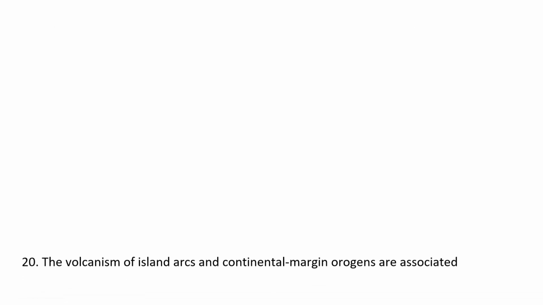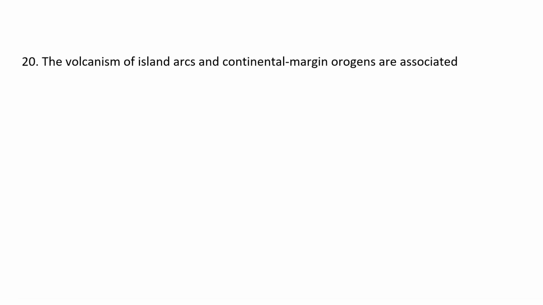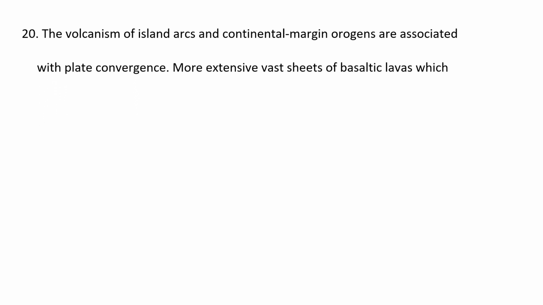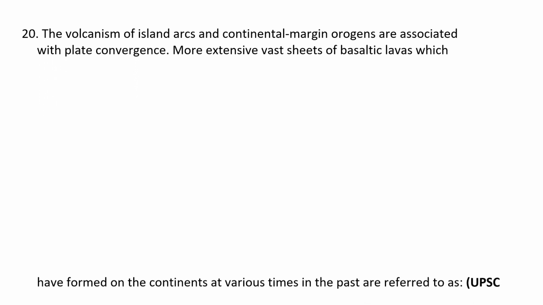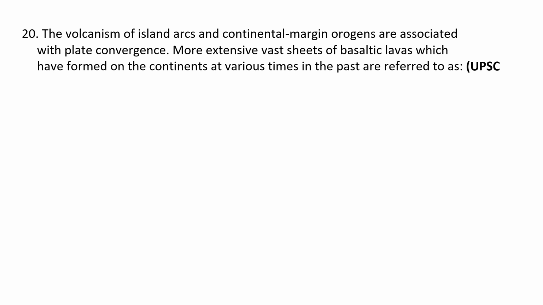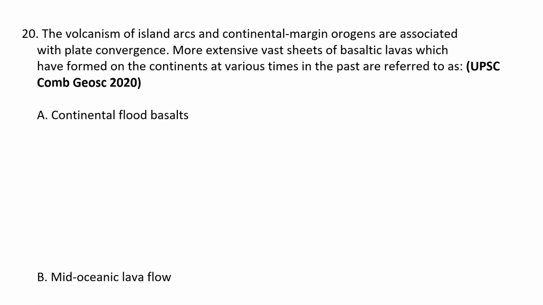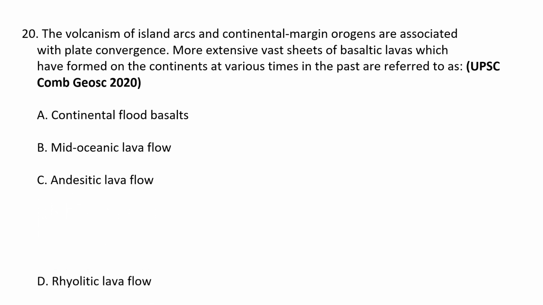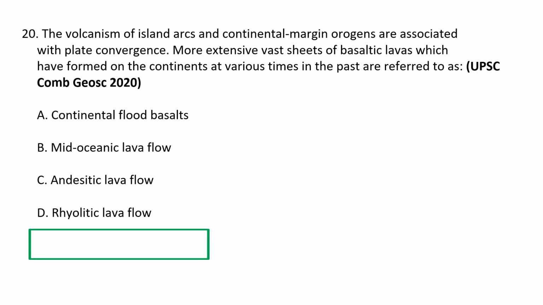Next question. The volcanism of island rocks and continental margin erosions are associated with plate convergence. So more extensive vast sheets of basaltic lavas which have formed on the continents at various times in the past are referred to as A. Continental flood basalts, B. Mid-oceanic lava flow, C. Andesitic lava flow, and D. Rhyolitic lava flow. So the correct option is continental flood basalts.